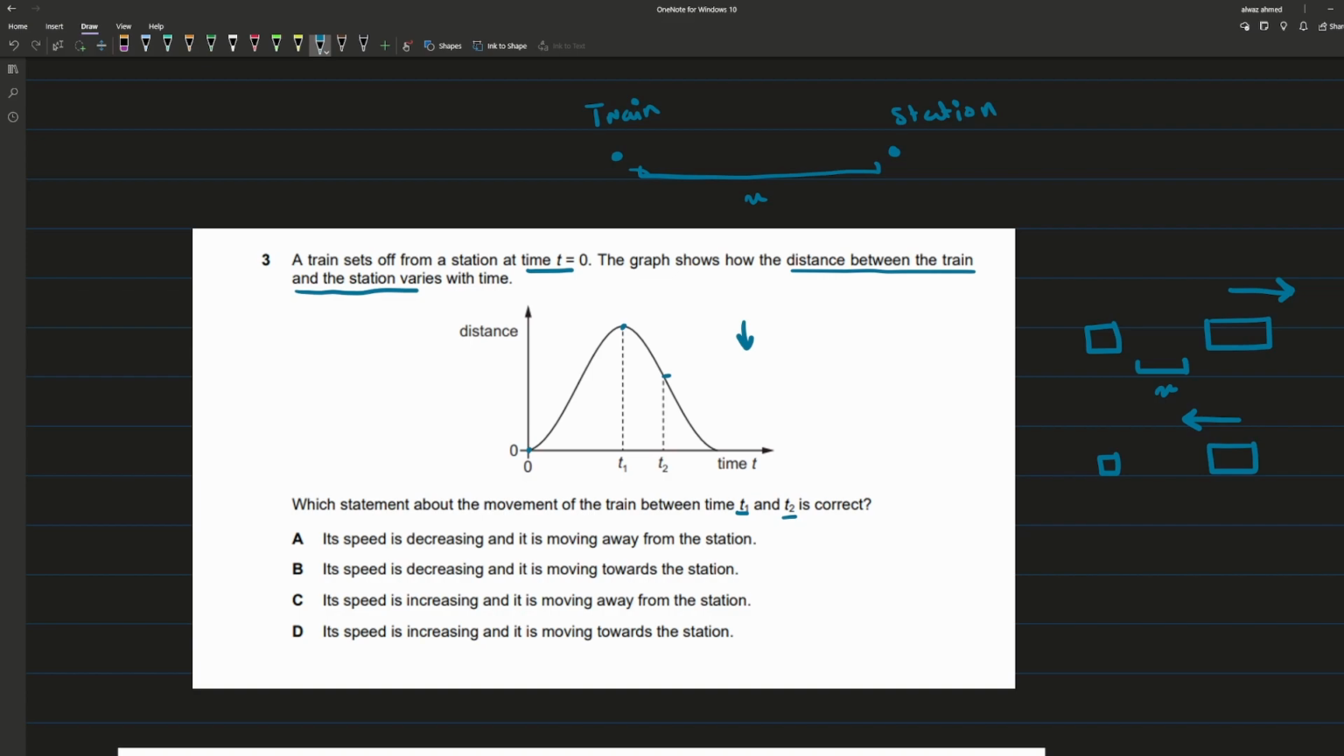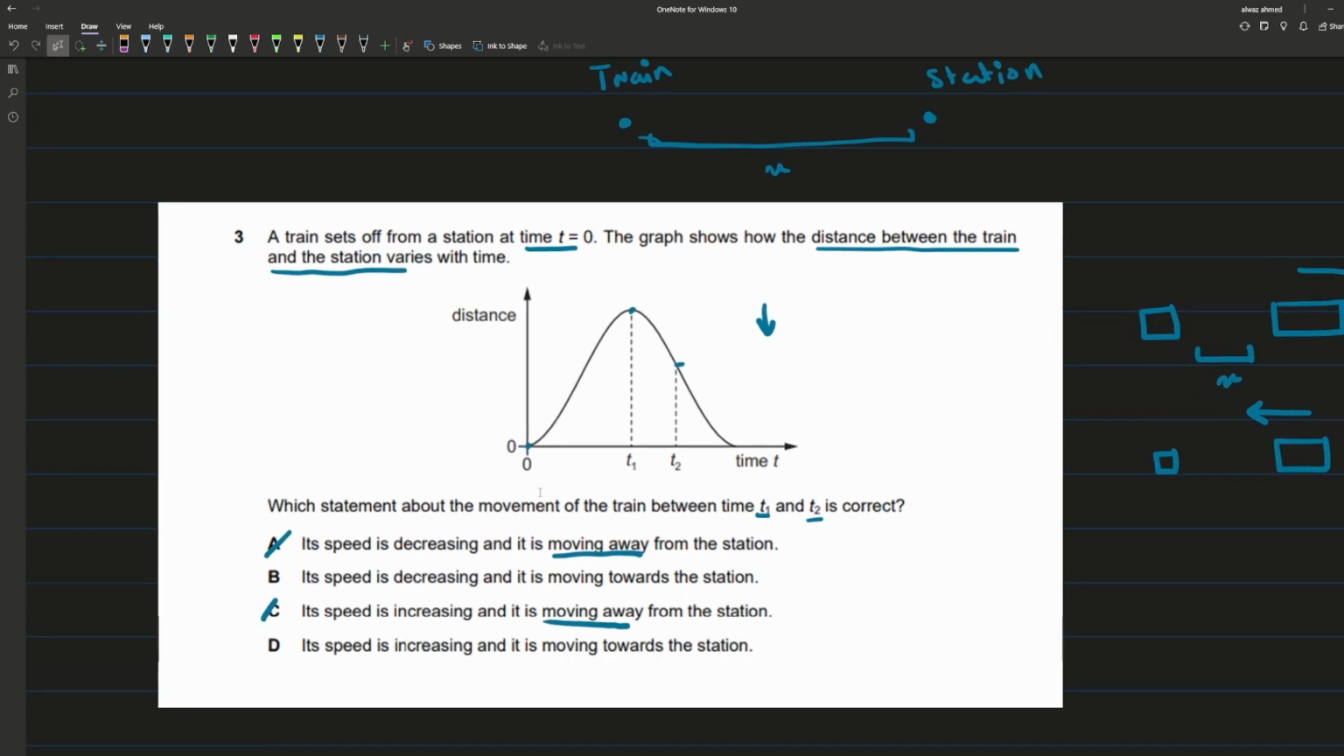With this we can cancel out A because it says moving away from the station, and C as well because it's also saying moving away from the station. Now the options that we are left with are B and D. The speed is decreasing or the speed is increasing. Now this is where the question gets a little bit tricky and where most people will get confused. So let's try and apply our concept of steepness of the graph with the speed.